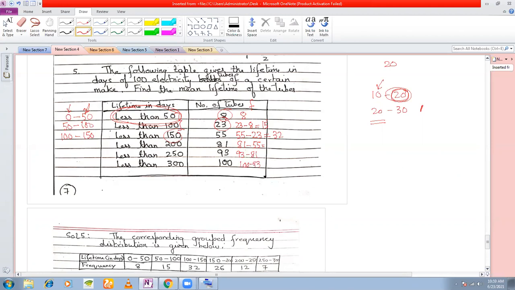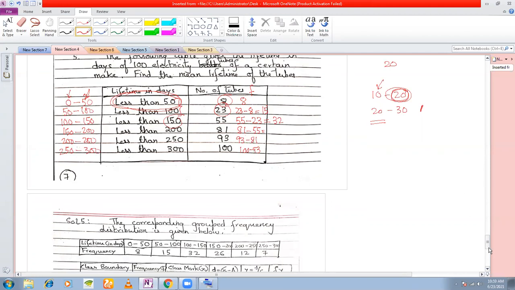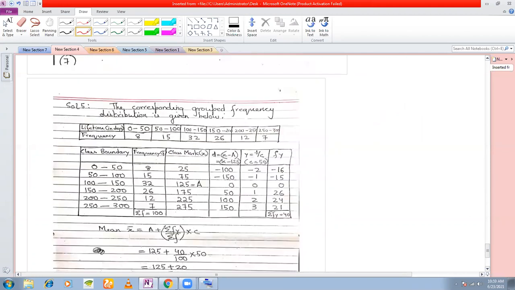All this. So this way you construct your class intervals here: 150 to 200, 200 to 250, 250 to 300. These are your class boundaries. And you construct a frequency distribution table. This is your frequency distribution table.